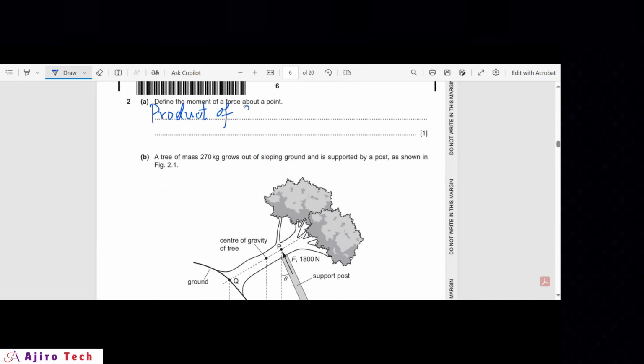So that will give us the product of force and perpendicular distance. This perpendicular is a keyword, it must be there.